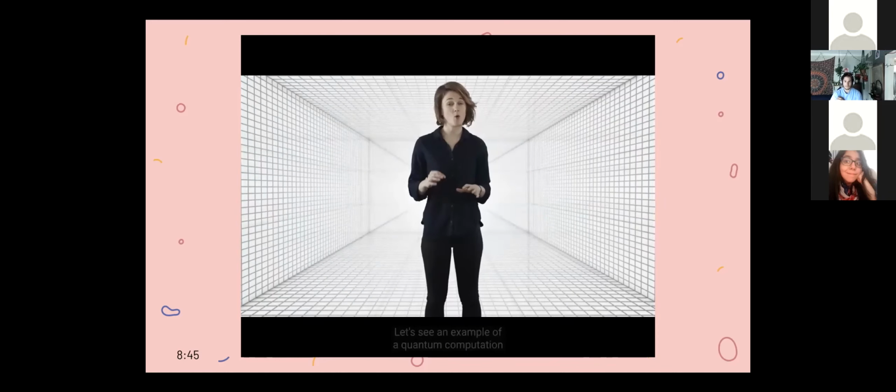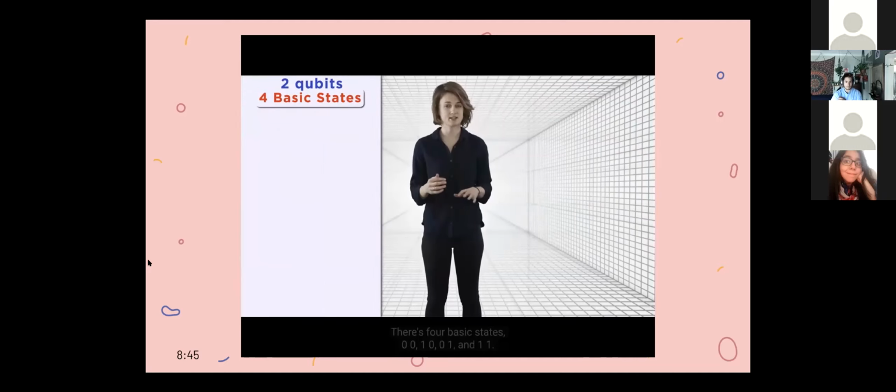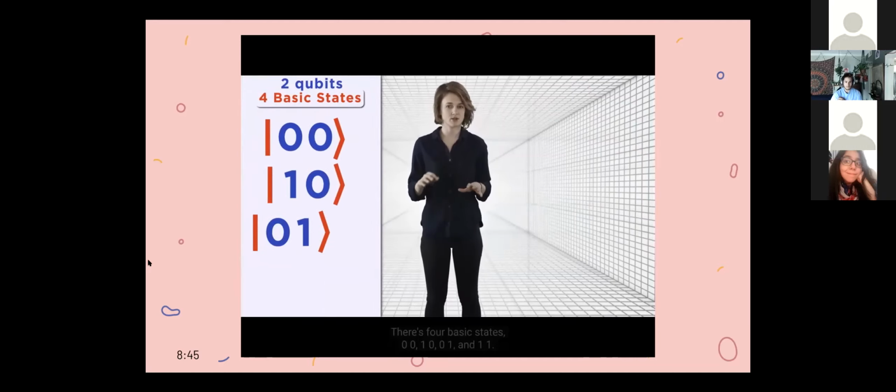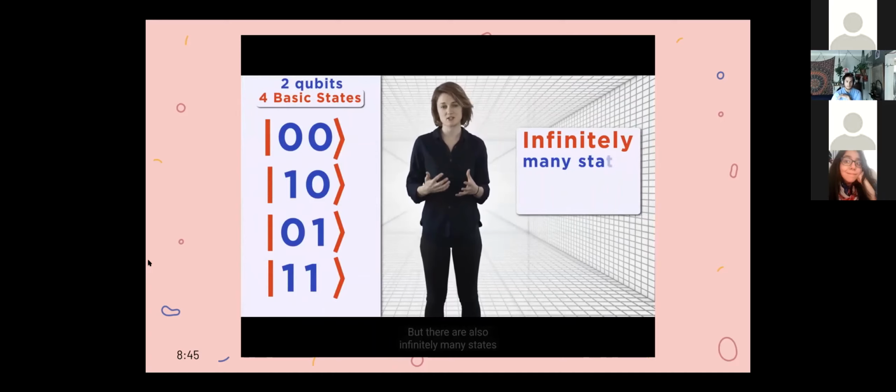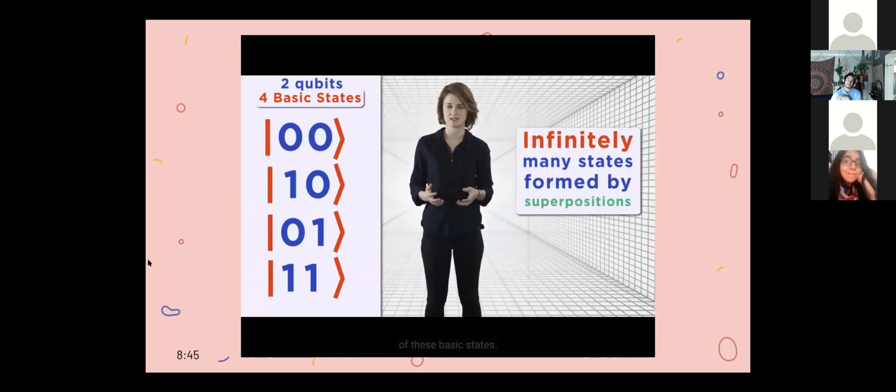Let's see an example of a quantum computation with 2 qubits. There's 4 basic states: 0, 0; 0, 1; 1, 0; and 1, 1. These are the states that 2 classical bits can be in. But there are also infinitely many states formed by superpositions or combinations of these basic states.